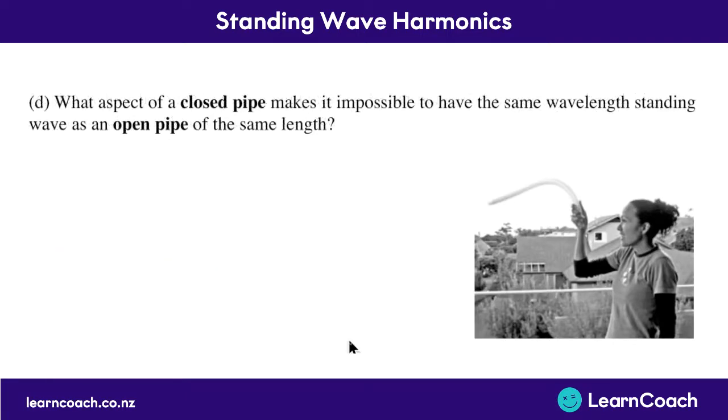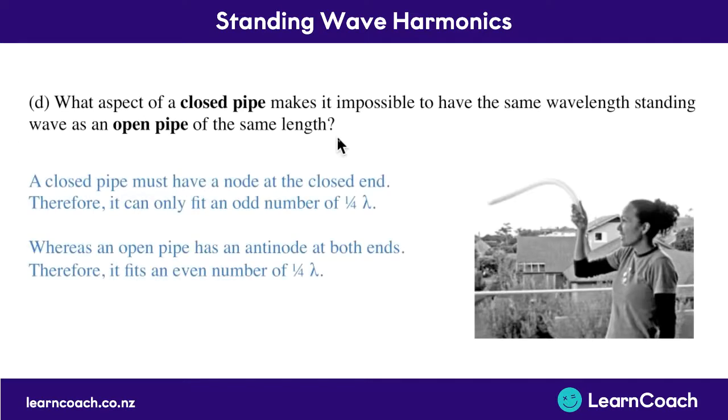The final question is explaining what aspect of a closed pipe makes it impossible to have that same wavelength standing wave as an open pipe of the same length. So the identifying fact, or the key thing, is that a closed pipe must have a node at the closed end rather than an antinode at both ends.